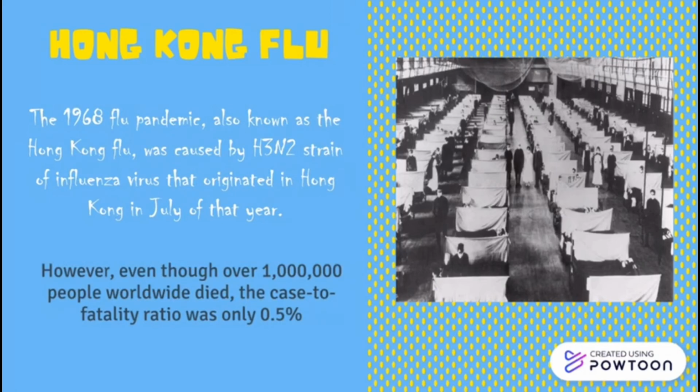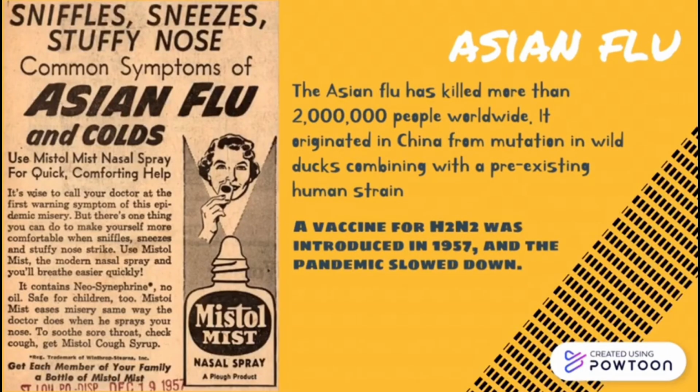That outbreak, called the Asian flu, killed more than 2 million people worldwide. It originated in China from a mutation in wild ducks, combining with a pre-existing human strain. A vaccine for H2N2 was introduced in 1957, and the pandemic slowed down.